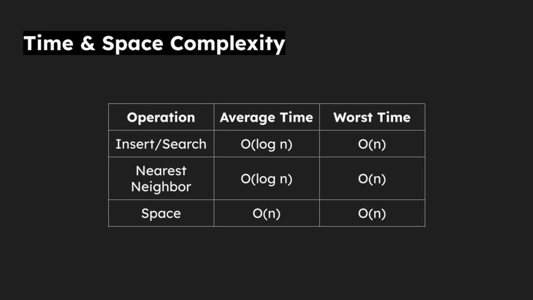On average, insertions and searches run in O(log n) time, though in the worst case, meaning highly unbalanced data, they can degrade to O(n). Nearest neighbor queries also average O(log n), but again can be O(n) in the worst case. Space usage is linear in all cases.